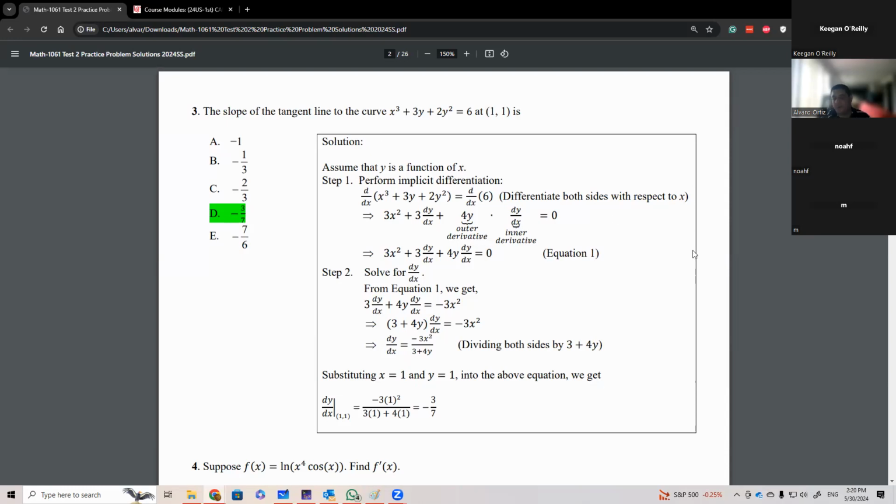Okay, so in the survey of last week, I actually noticed that people were saying they were concerned about implicit differentiation. So let me go over this particular example to talk about implicit differentiation. We have here the slope of the tangent line to the curve x cubed plus 3y plus 2y squared equals 6 at the point 1, 1. And what you have to remember is that this 1, 1 point is x and y. So the first thing is, whenever you're doing a derivative and it has x and y implicitly, what does implicitly mean?